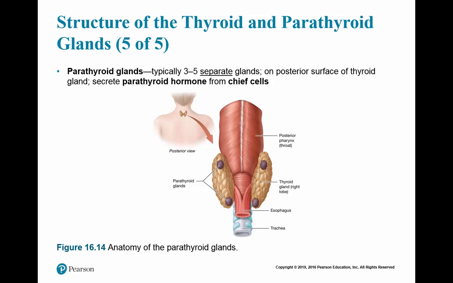Now, the parathyroid glands are on the back side of the thyroid gland. You usually have 3 to 5 of them. And they secrete parathyroid hormone from their chief cells, and we'll talk about that in the next video.